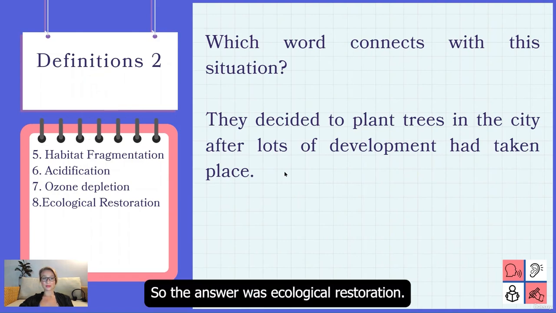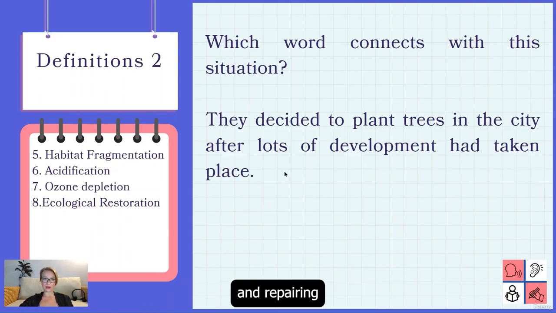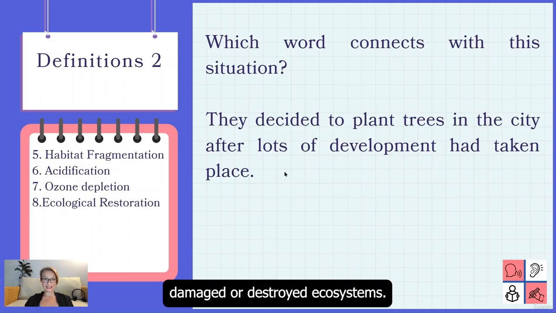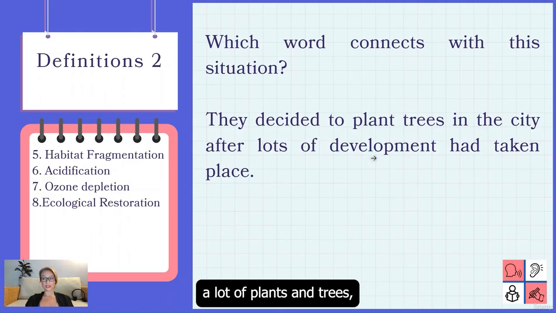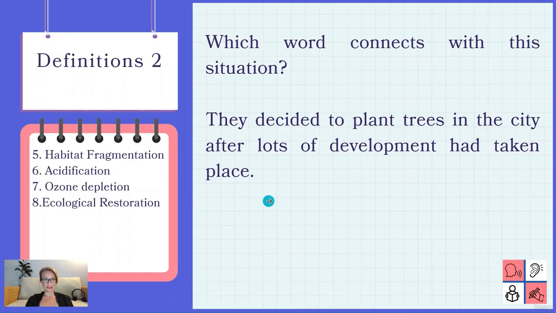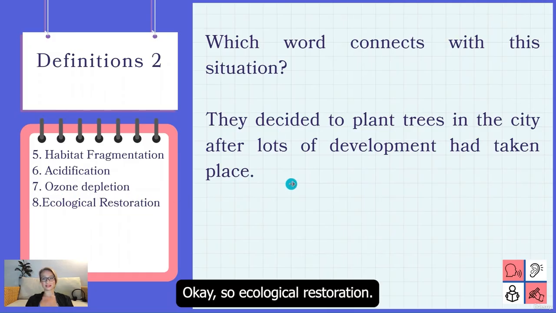Okay, so the answer was ecological restoration. Ecological restoration is the practice of renewing and repairing damaged or destroyed ecosystems. Okay, so development had destroyed a lot of plants and trees, so they destroyed ecosystems, and they have decided to plant new ones in the city. Okay, so ecological restoration.